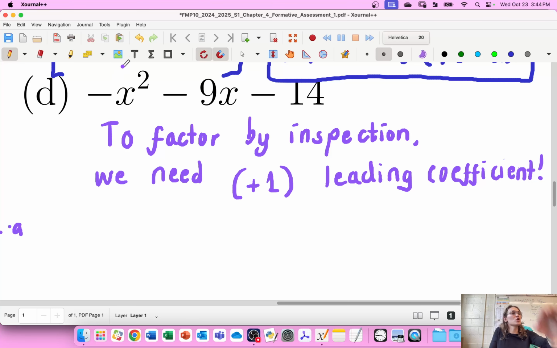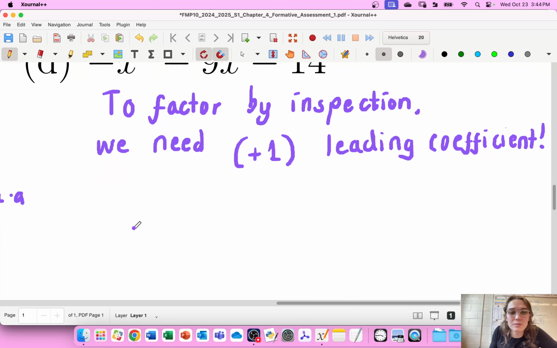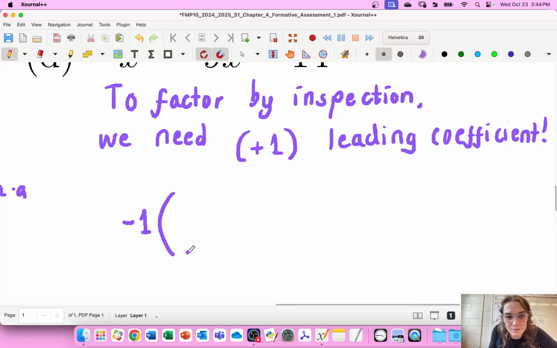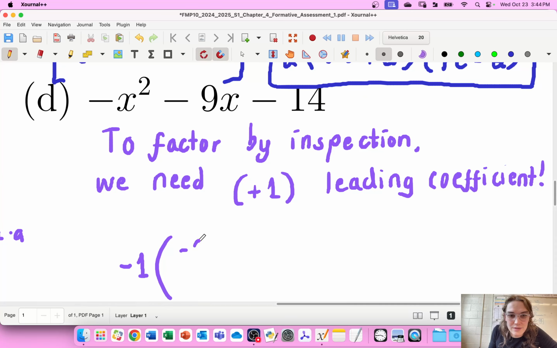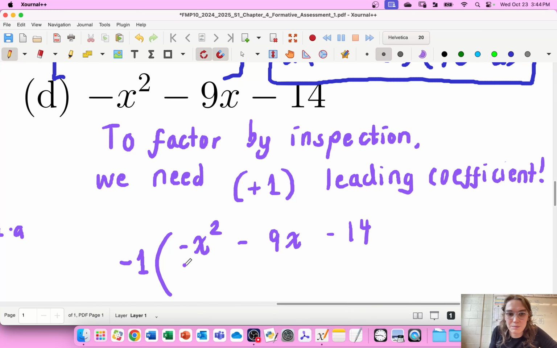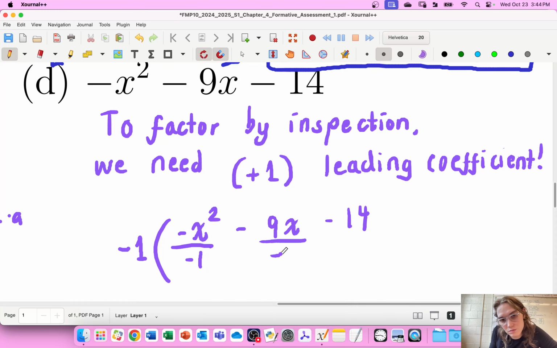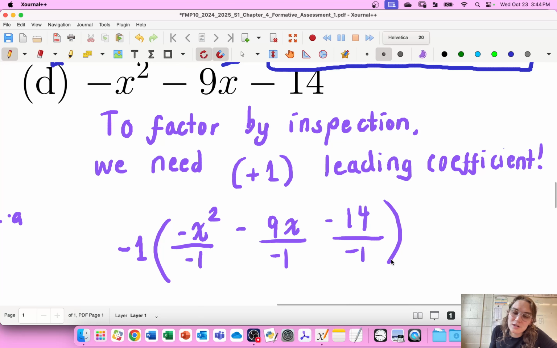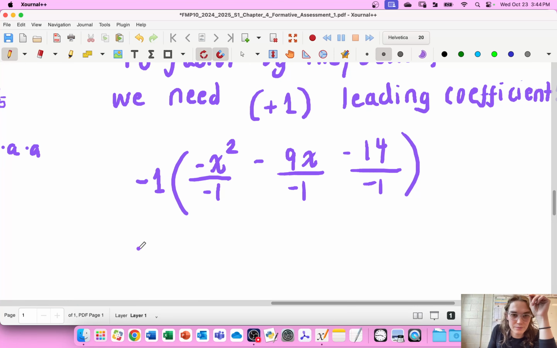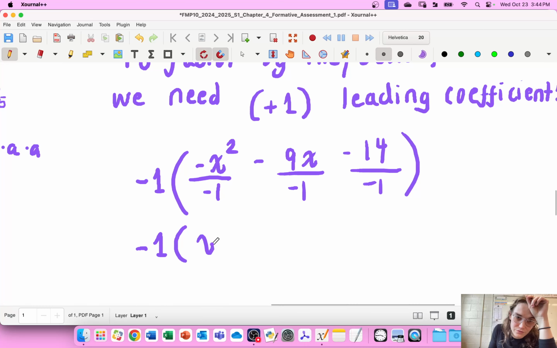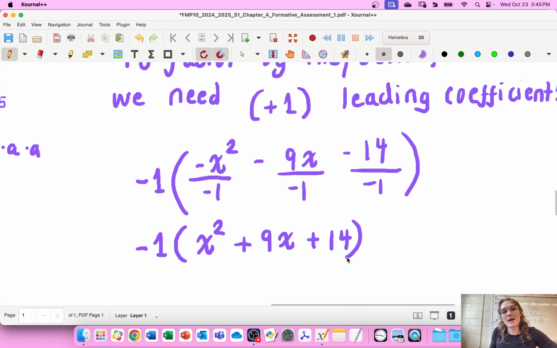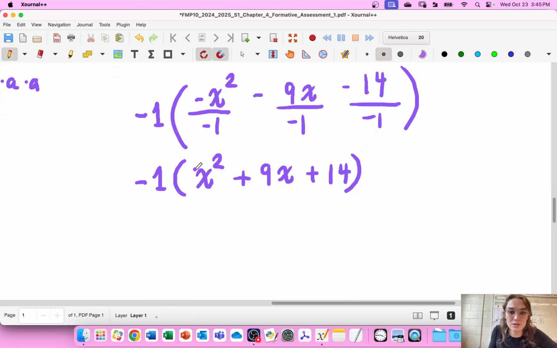And the issue is we don't have it right now. We have a -1. So basically what I'm going to do is factor out a -1, and then show myself dividing every little term in there by -1. The effect of this is that all the signs flip. So that term becomes positive, this term becomes positive, this term becomes positive. And then, fantastic, we have what we need. We have that +1 leading coefficient on the trinomial.